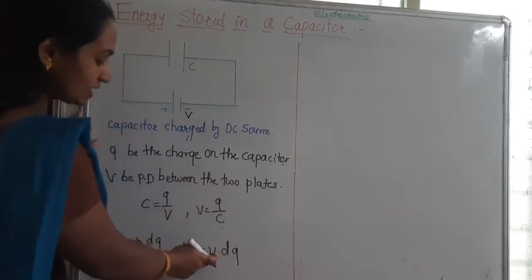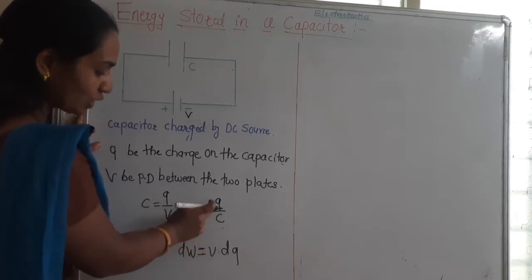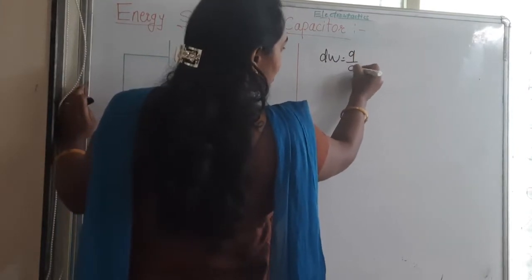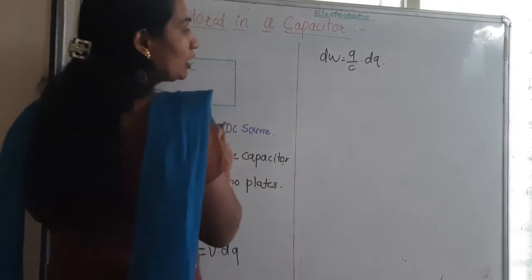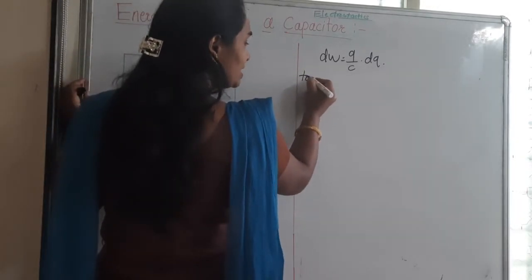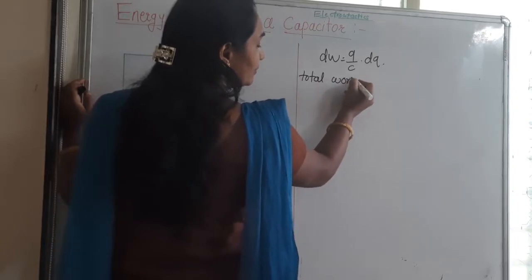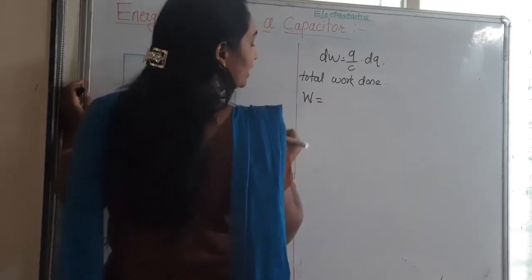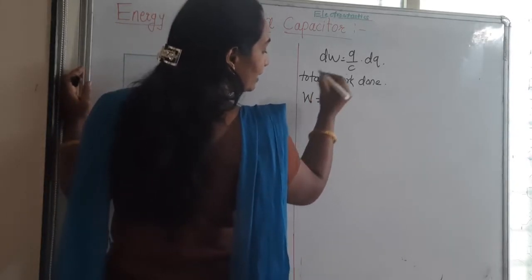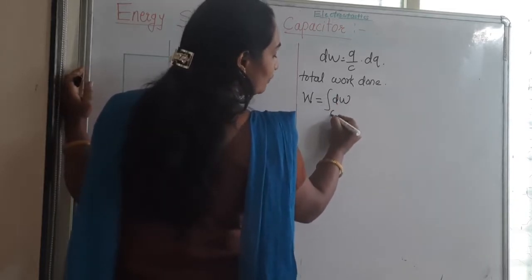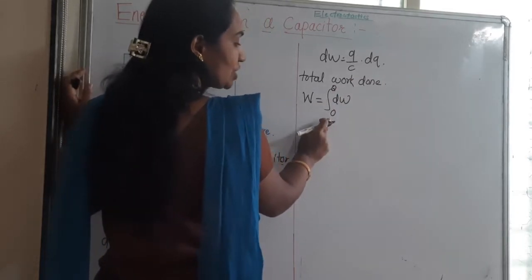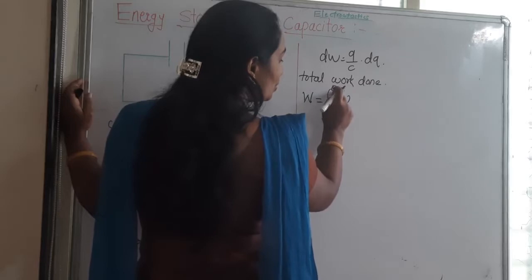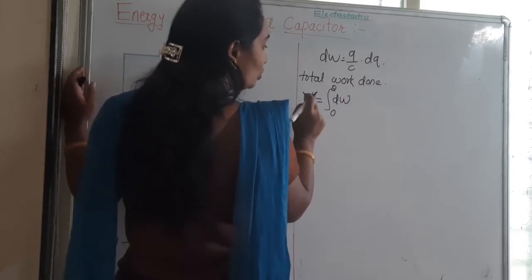Here we substitute the value of V, which is Q upon C. Then dW is equal to Q upon C into dQ. Now we calculate the total work done, W, by integrating the small work done from 0 to Q. Initially the charge is 0, and after charging we get the charge plus Q.